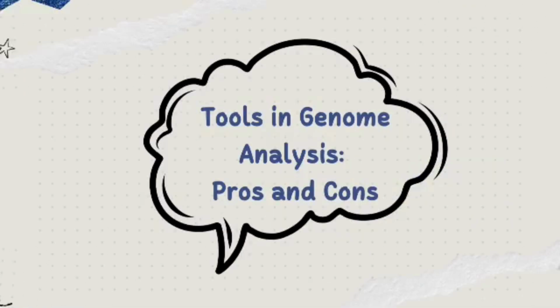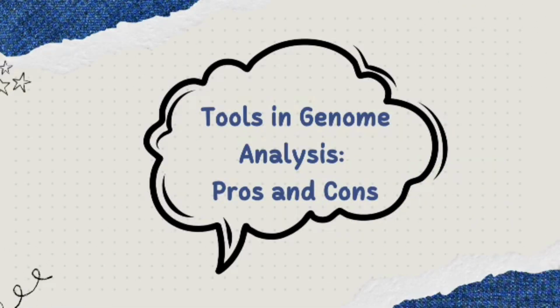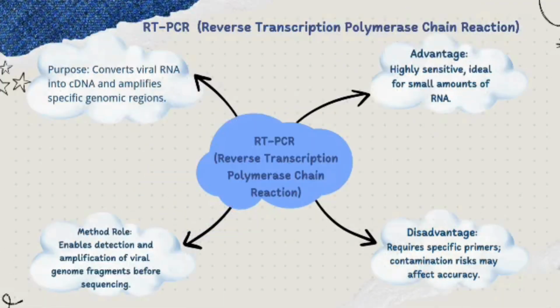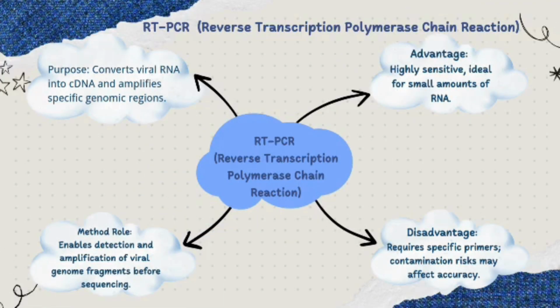Hi, I will be presenting tools in genome analysis and their advantages and disadvantages. First of all, we have RT-PCR, the reverse transcription polymerase chain reaction. RT-PCR is used to convert viral RNA into complementary DNA, and amplify specific genomic regions. Its main role in the method is to detect and amplify genome fragments before sequencing.